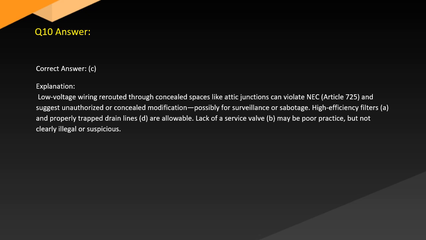Answer. Correct answer: C. Explanation. Low-voltage wiring rerouted through concealed spaces like attic junctions can violate NEC Article 725 and suggest unauthorized or concealed modification, possibly for surveillance or sabotage. High-efficiency filters, A, and improperly trapped drain lines, D, are allowable. Lack of service valve, B, may be poor practice but not clearly illegal or suspicious.